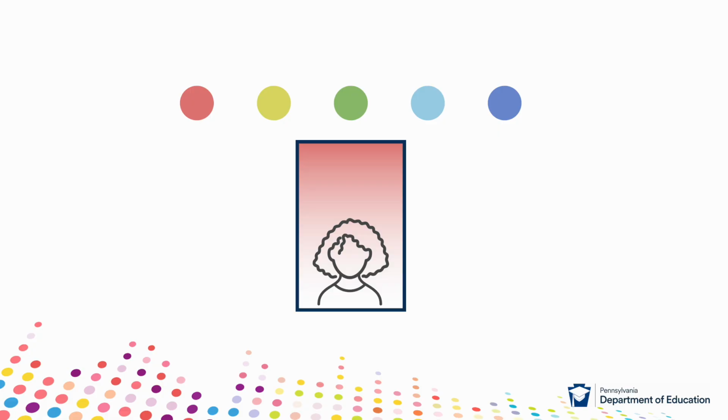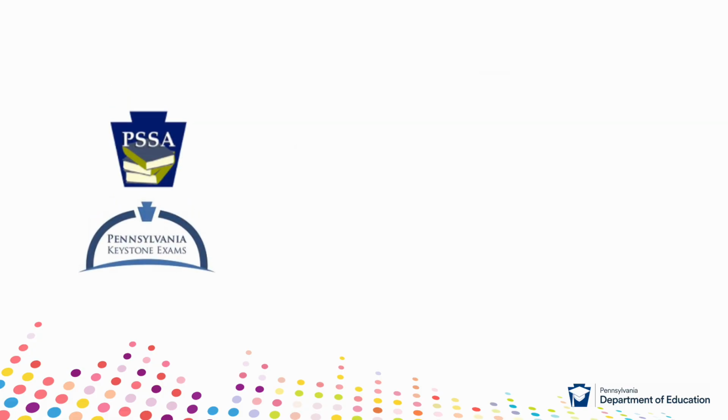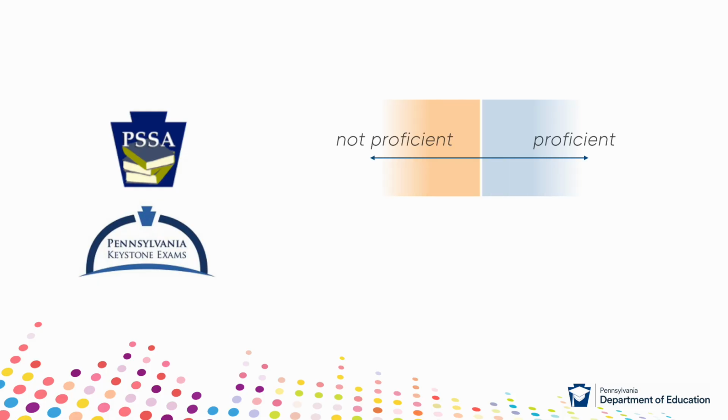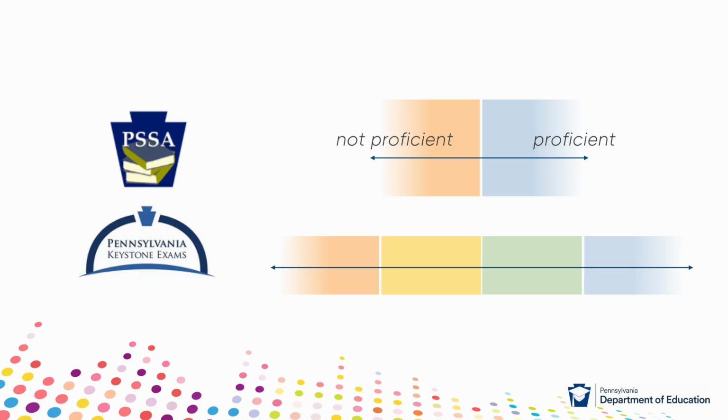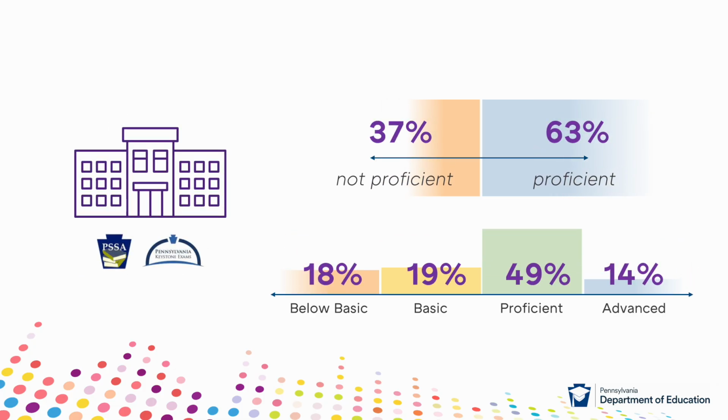Let's talk about how growth is measured for students with a history of lower achievement. We know that the PSSAs and Keystone exams are designed to distinguish proficiency from non-proficiency. However, they are also designed to distinguish between the 4 performance levels of below basic, basic, proficient, and advanced. We also know that many schools often measure students' achievement in terms of the percentage of students performing in each of these 4 performance levels. Students may score all along that achievement continuum, above proficiency or below proficiency.